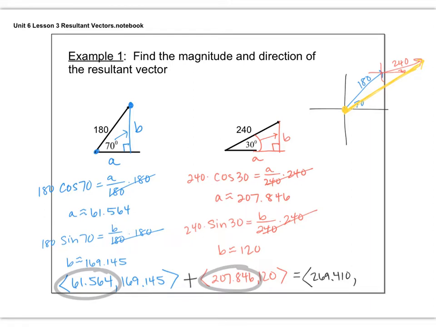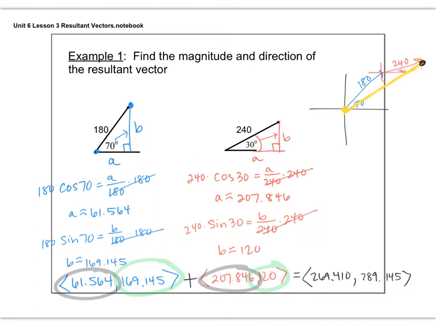Now I'll circle them in green. Now I'm going to do the vertical component. So 169.145 plus 120. If I add those together, I get 289.145. So here's a visual of where we're at.